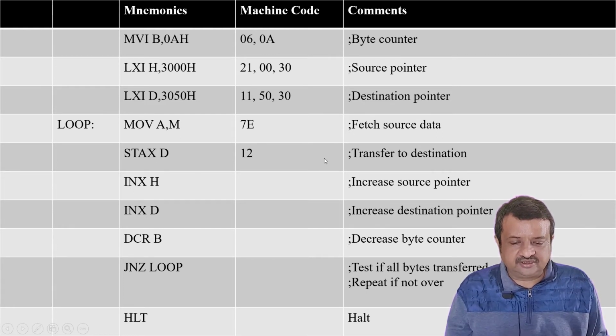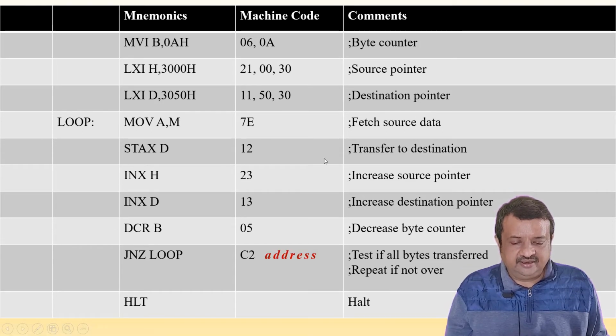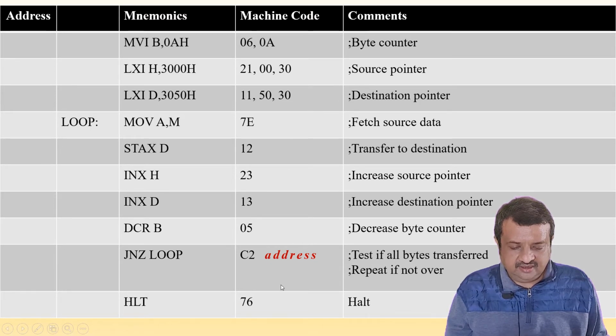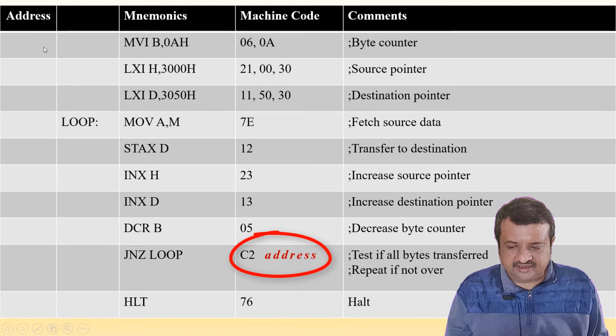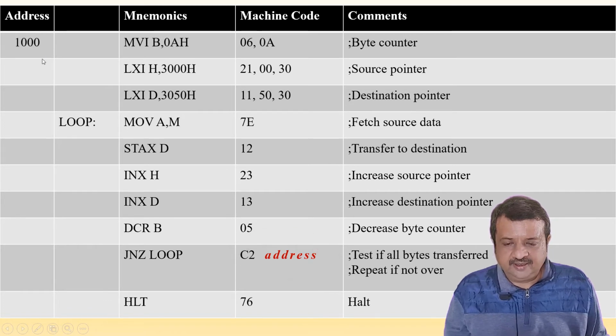For the fourth instruction, this is the machine code, and so on. We can write the machine code for all these instructions, and finally we stop. So now we need to write this address. We'll start writing the addresses from the first instruction.